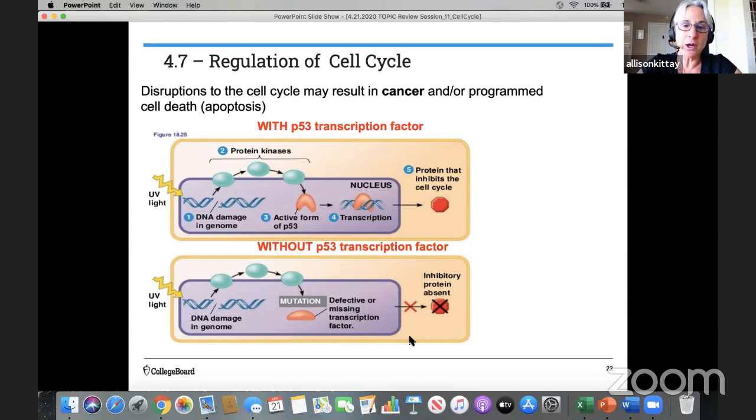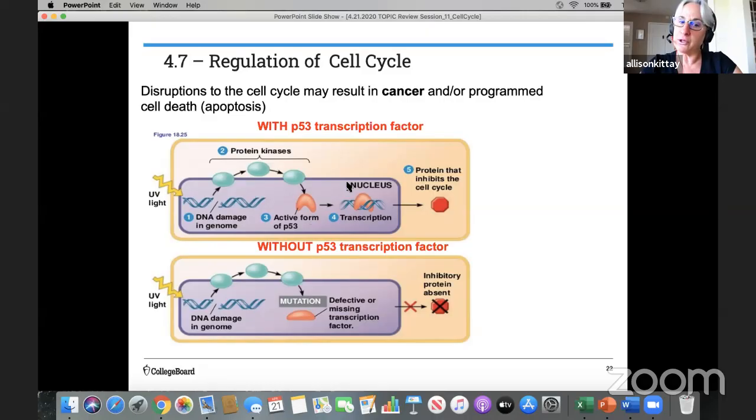So we all know that our DNA can be damaged by the environment, especially if you're out sunbathing too much. You know that there is a chance that your cells can be damaged in your skin and you can develop skin cancer. So we've got UV light coming in, causes damage to the DNA, and we see a transduction pathway. So that's the signal. We see a transduction pathway that includes some protein kinases that are going to eventually activate P53.